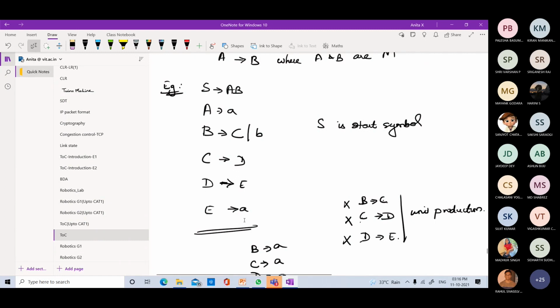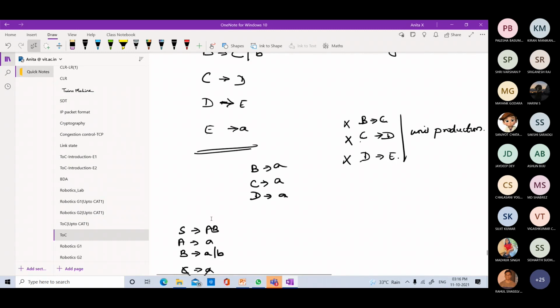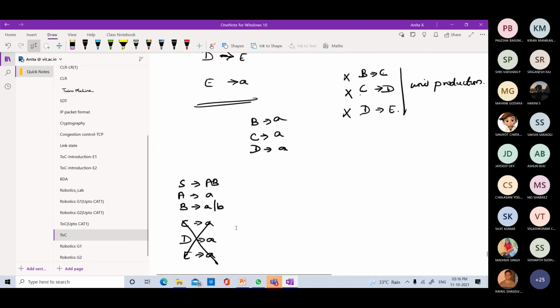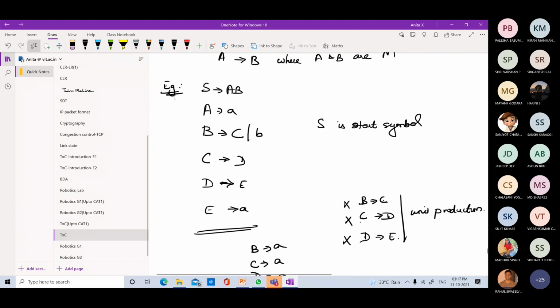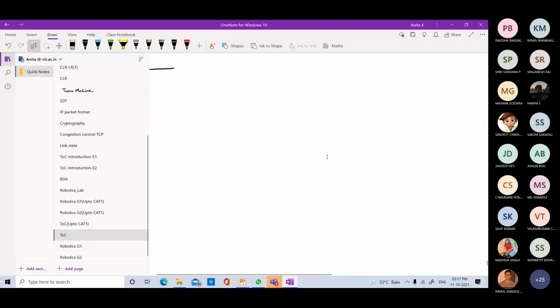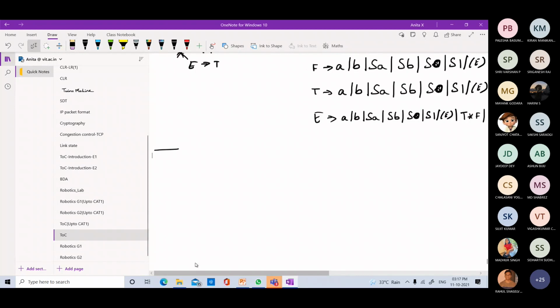But after eliminating the unit production, what happens? These three symbols are identified as useless symbols, because they are not reachable. If I proceed with eliminating the useless symbols and then the unit production, I have to do the steps again and again. In order to avoid that, we have to do the simplification in a safe order. What is the safe order of simplification?